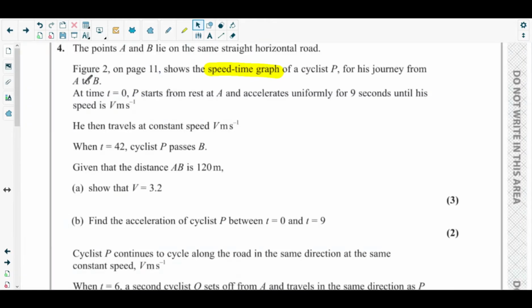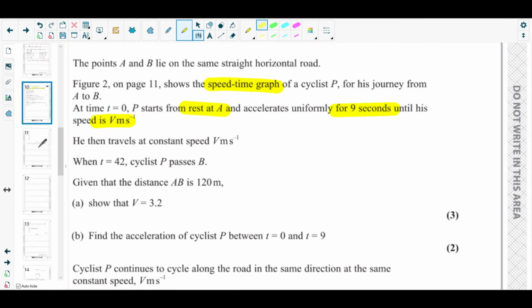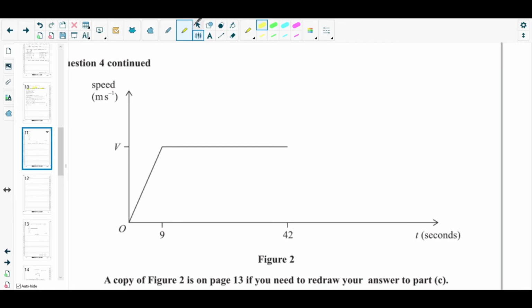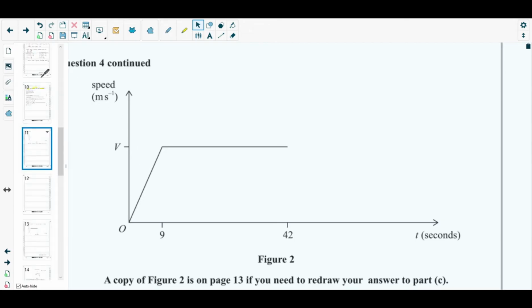At time t equals 0, P starts from rest at A and accelerates uniformly for 9 seconds until his speed is v meters per second. So at t equals 0, the particle P starts from rest and accelerates uniformly to reach a speed of v meters per second in 9 seconds.